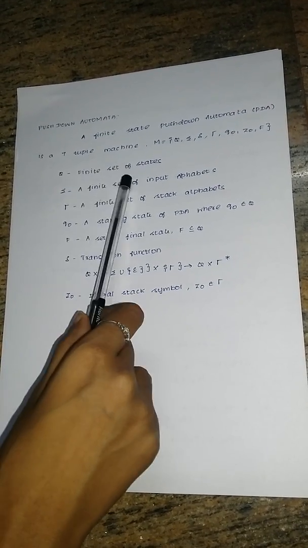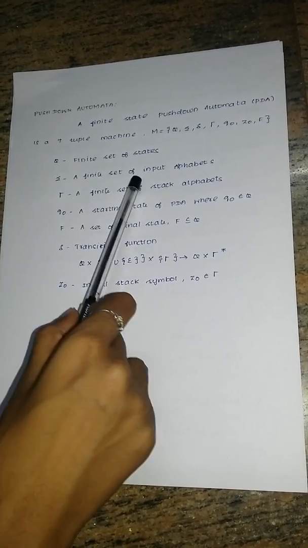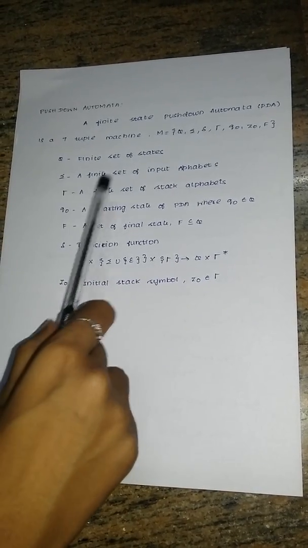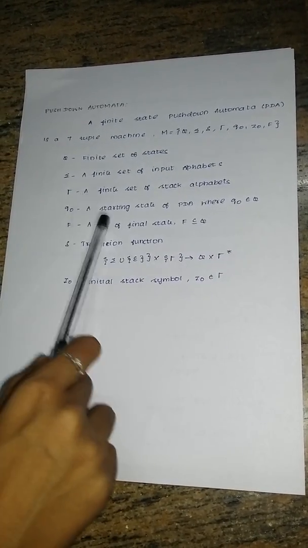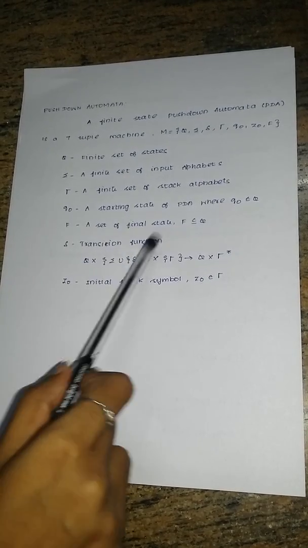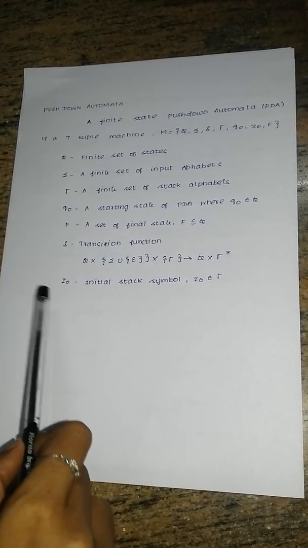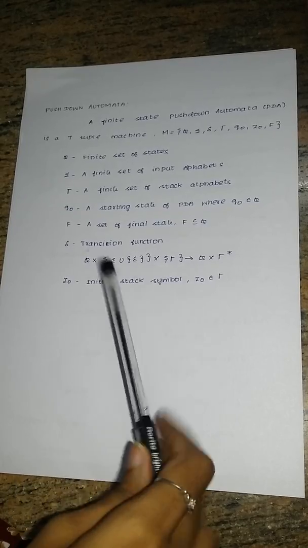Q is a finite set of states and sigma is a finite set of input alphabets. Tau is a finite set of stack alphabets. Q0 is a starting state and F is a final state and delta is a transition function. Z0 is the initial stack symbol.